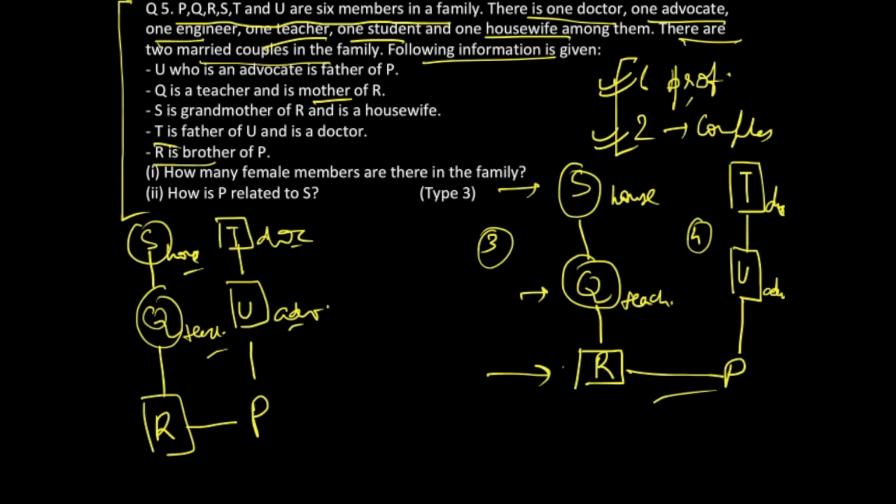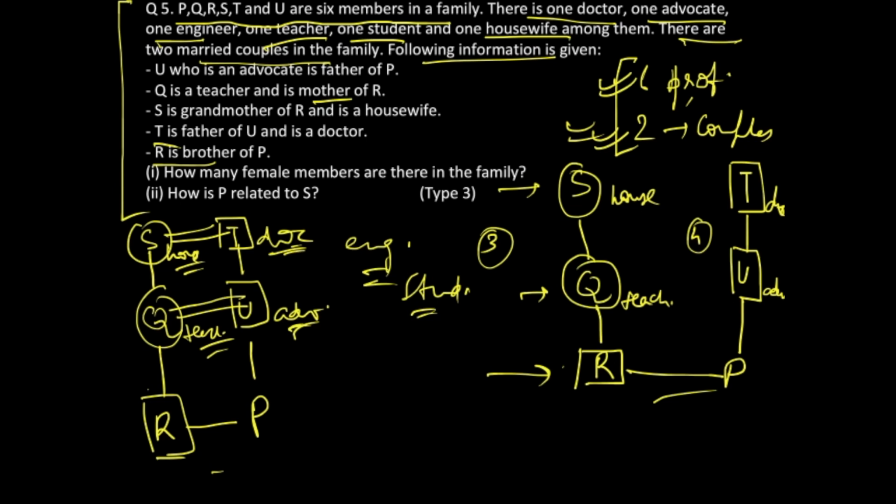Now there are 2 more professions which have to be done, that is for R and P, right? But we cannot assign it directly because we don't know it yet, but we know that there are two couples. So if you connect S and T via a marriage connection and Q and U via a marriage connection, you will find that the two couples condition is being met, and the professions of four people are also known to us now, right? Only engineer and student are left to us, and these could be assigned to R and P, but we don't know how we would assign.